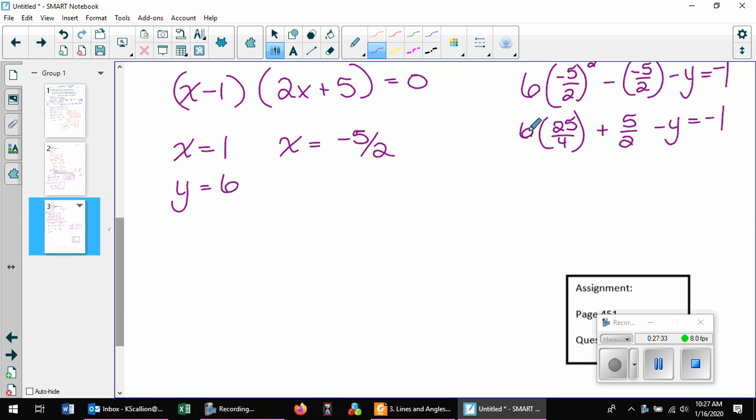Are you guys okay if I do this? Anybody know why I do that? Because then I've got a common denominator, so life's a little bit better. And I can do 3 times 75 or 3 times 75, so I've got 75 over 2 plus 5 over 2 minus y equals a negative 1. So I have 80 divided by 2. Can I simplify that?